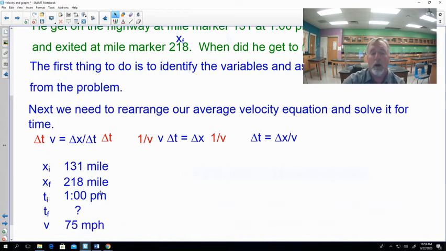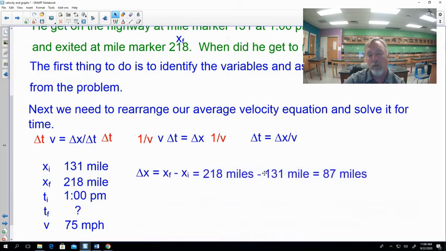So again, we've got our equations here. We need to find our TF. How are we going to find our TF? That means we have to find our delta T first. So let's plug in. Delta X is X final minus X initial. What does that give us? 218 minus 131. That gives us 87 miles as our change in displacement.